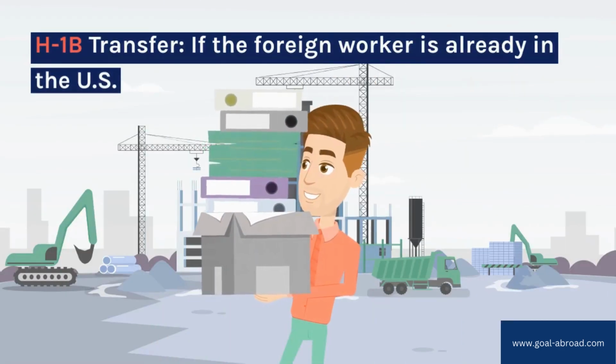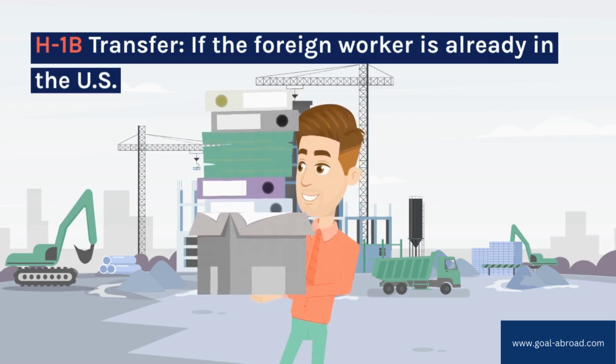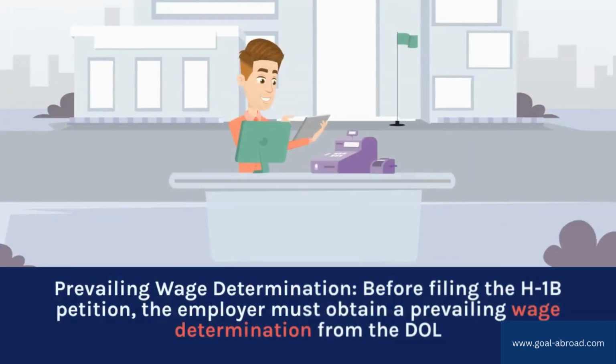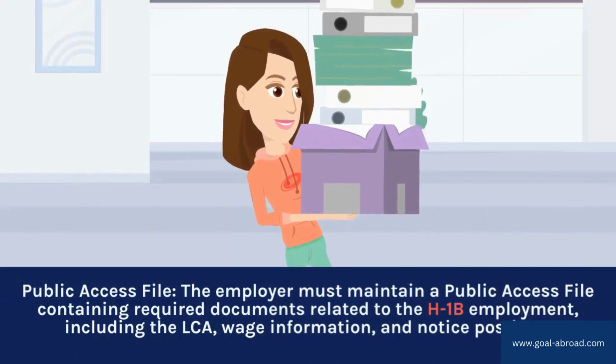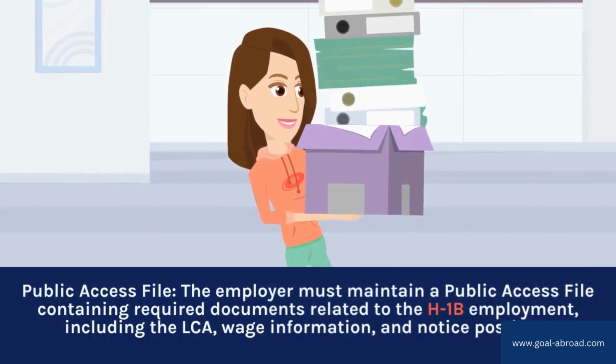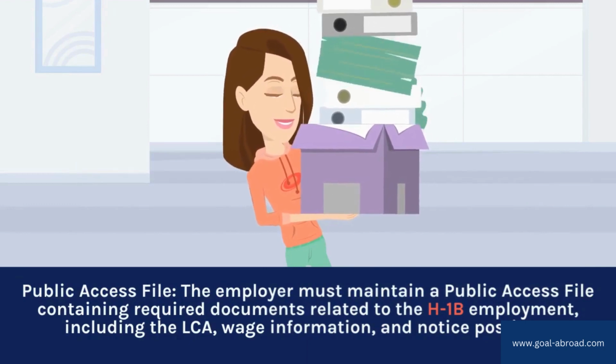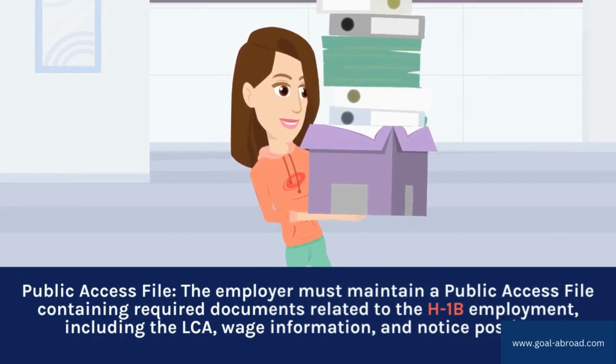H-1B transfer. If the foreign worker is already in the U.S. on an H-1B visa, they can transfer their sponsorship to a new employer by filing an H-1B transfer petition. Prevailing wage determination. Before filing the H-1B petition, the employer must obtain a prevailing wage determination from the DOL. Public access file. The employer must maintain a public access file containing required documents related to the H-1B employment, including LCA, wage information, and notice postings.